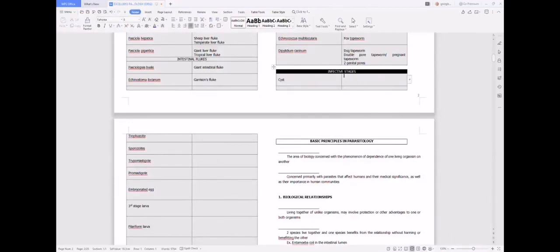Okay, so we are done with the common names of the parasites. So now we will move on to the infective stages of the parasites.